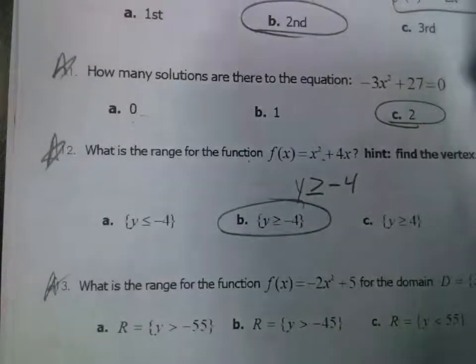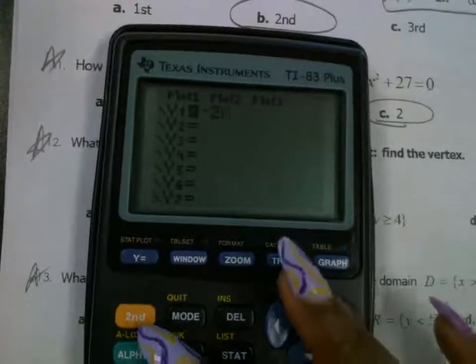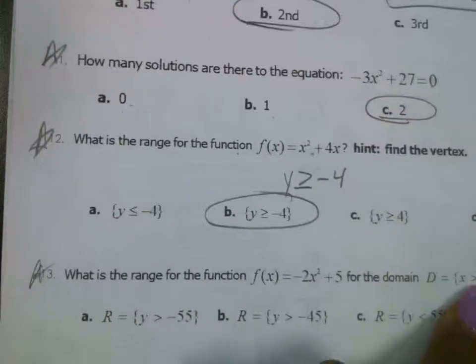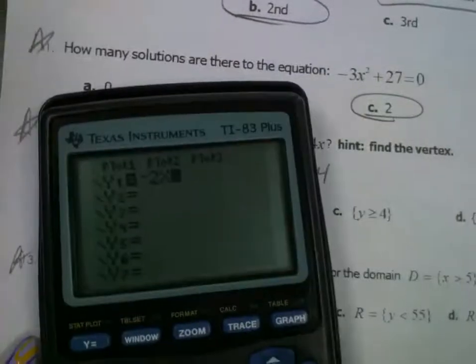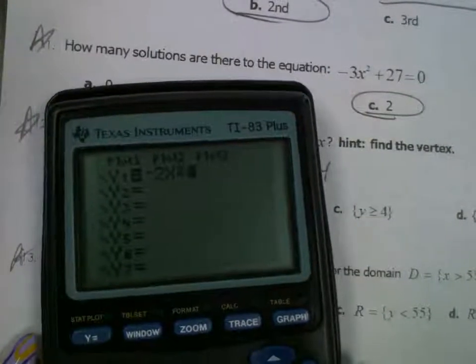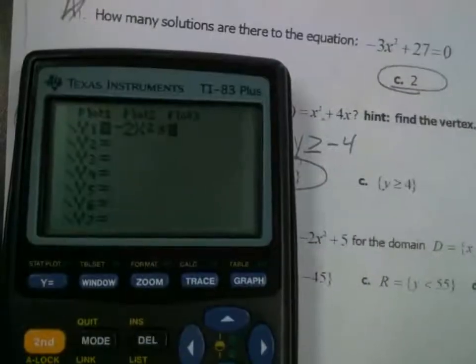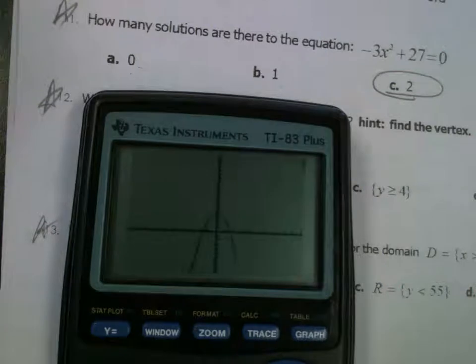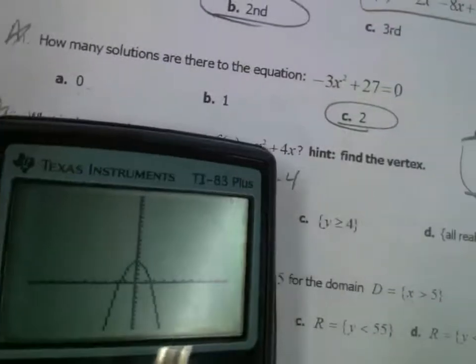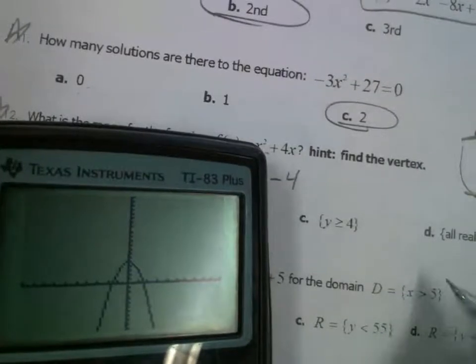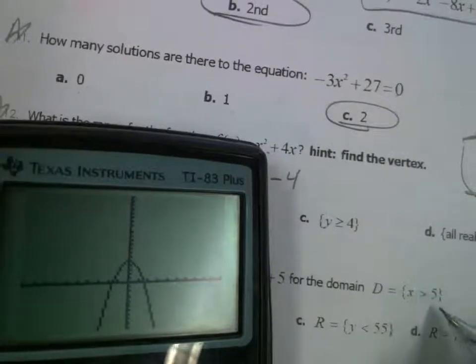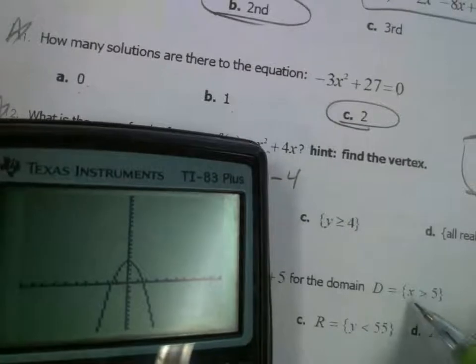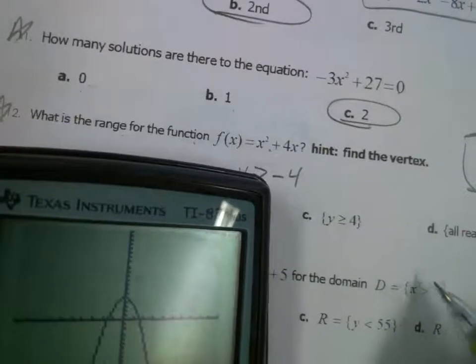Oops, my bad. Negative 2x. I'm confused as to why it's saying... Oh, I know what it's saying. Okay, never mind. I had to read that again. So type it in under y equals and let's graph it. It wants to know what the range is when your x values are greater than 5.